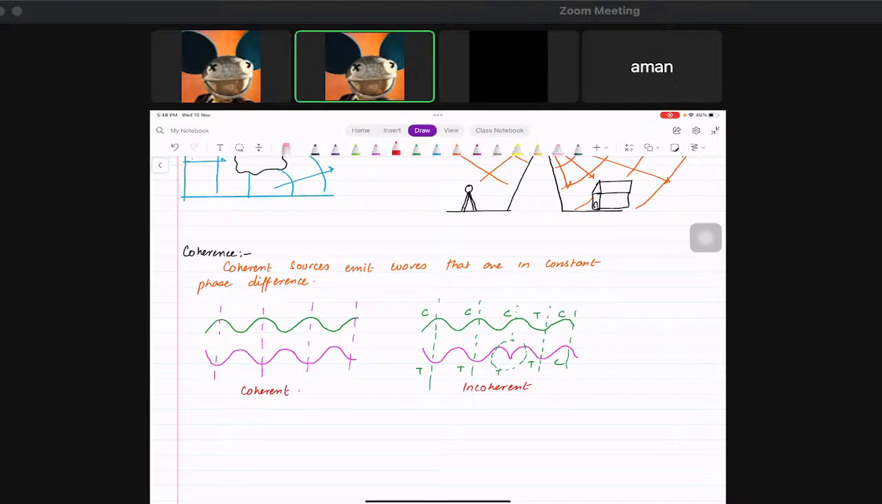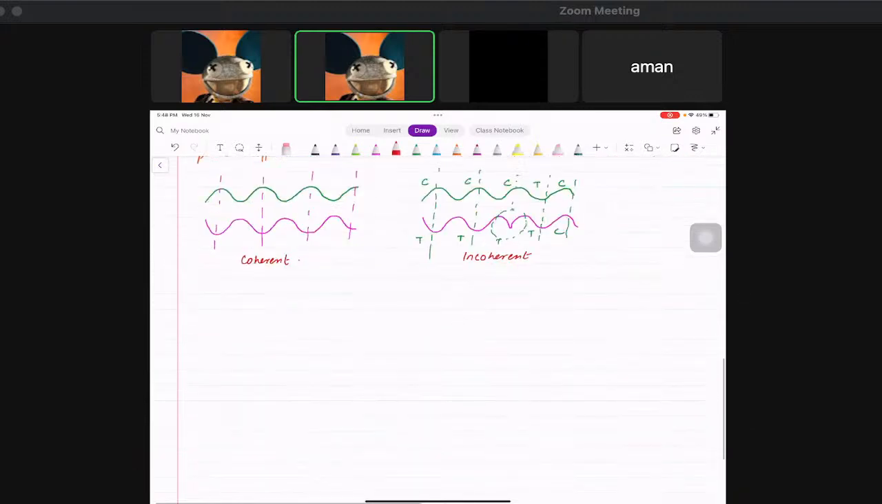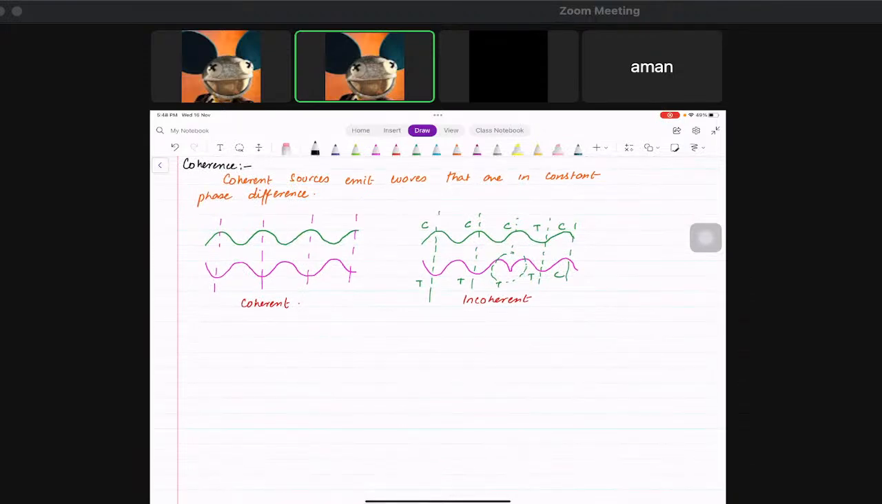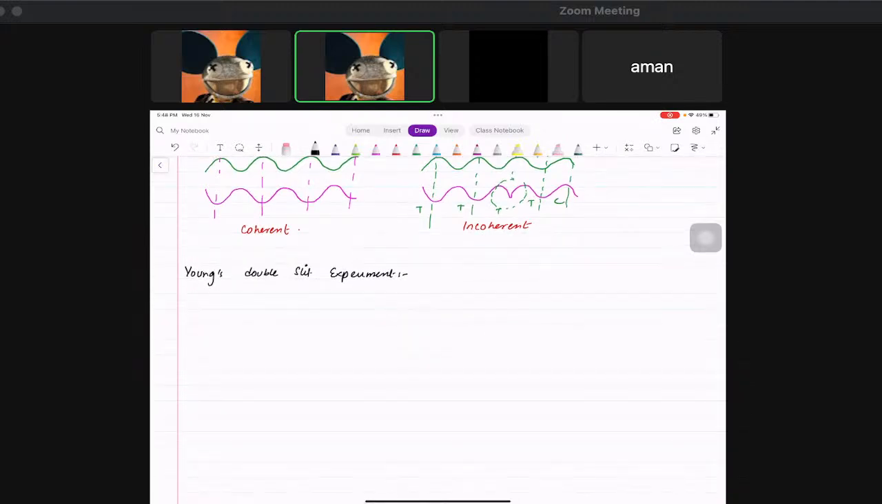Okay, now we're going to look at something called Young's double slit experiment. This is one of the most important things in AS, because a lot of times the question will come here. The only requirement for Young's double slit experiment is that it can only be performed by coherent sources.